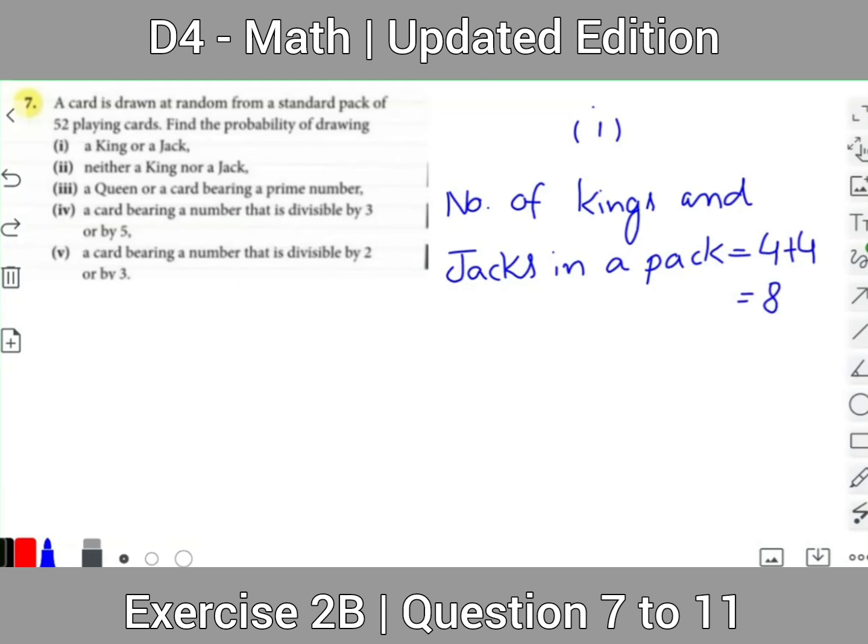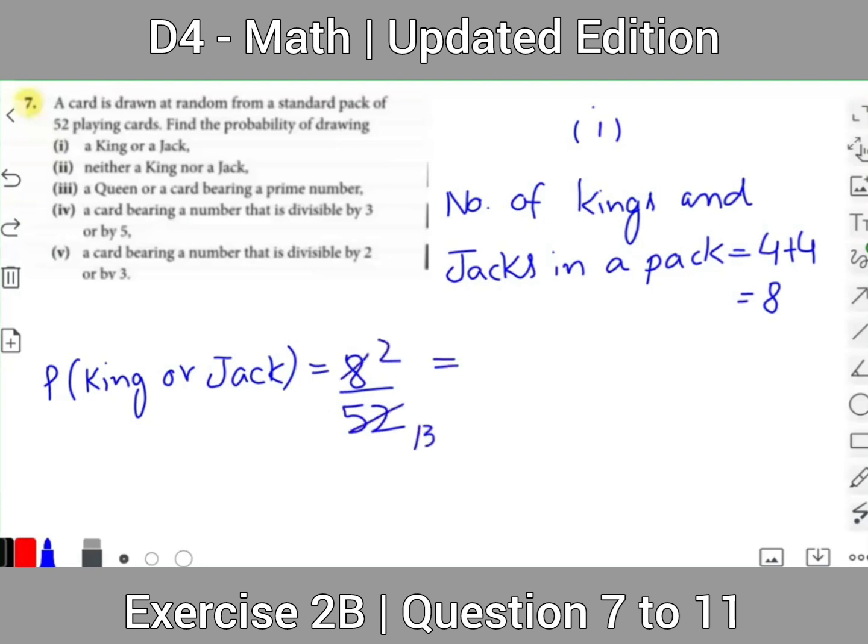And the total number of playing cards is equal to 52. So now the probability that the card drawn is a king or jack will be equal to 8 over 52. And after simplification, it will give us 2 over 13. So the probability that the drawn card is a king or jack will be equal to 2 over 13.